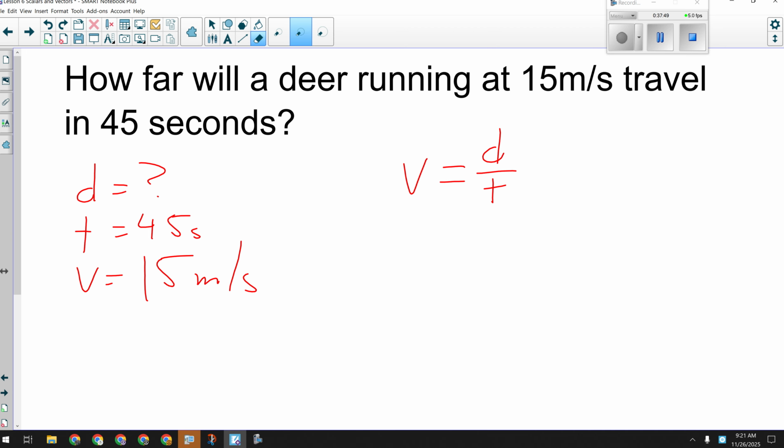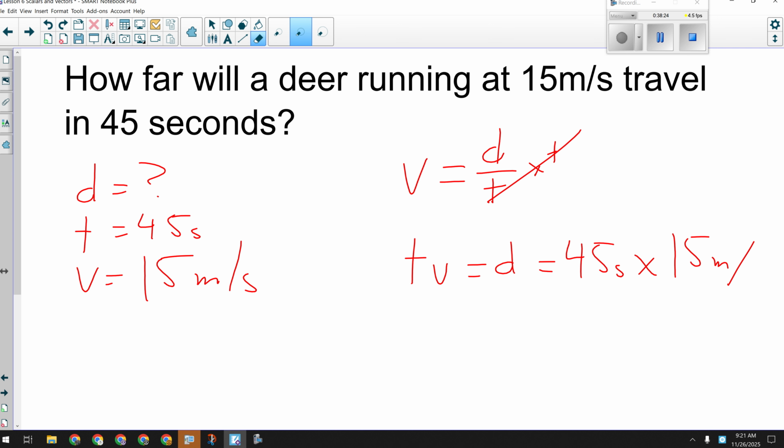Okay, so I've got V equals D over T. I'm looking for D. What do I have to do with T? Multiply, because right now I'm dividing by, right? Rules of algebra say do the opposite. All right, so I multiply both sides by T, and I'm going to have T times V equals D. Okay. And then I can plug in my numbers, just like we did with the mole equation. So that'll be 45 seconds times 15 meters per second.